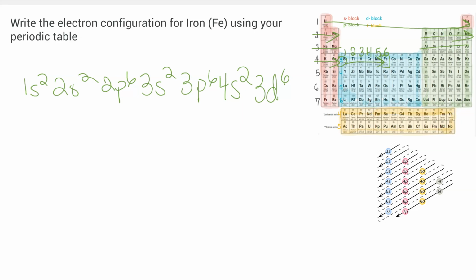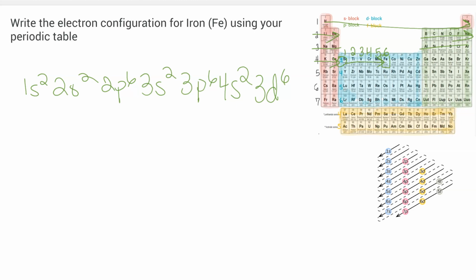Okay, so let's talk about this idea of noble gas notation. As you might have noticed, writing out electron configuration is a pretty long-winded process. So scientists wanted a way to show all the electron configuration and where the electrons are and what energy levels they're in without having to do quite so much writing. So noble gas notation is a shorthand way of showing electron configuration. We'll fill in the notes in just a second, but we're going to do an example of this first.